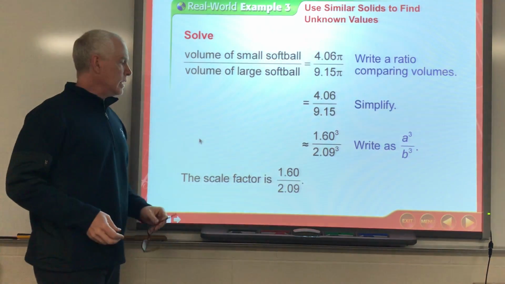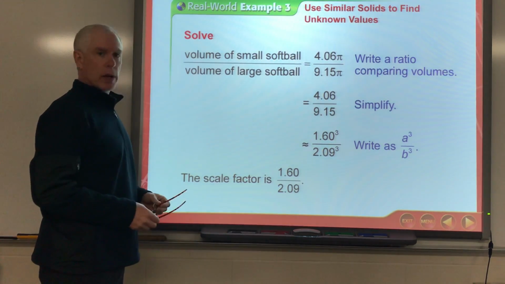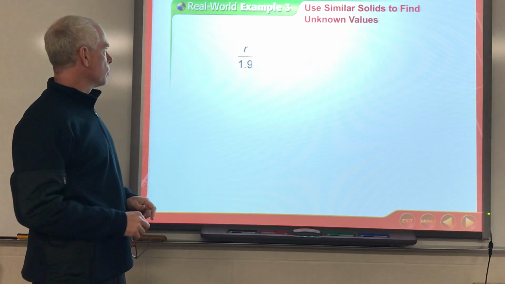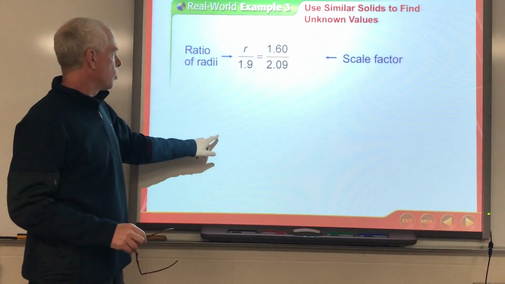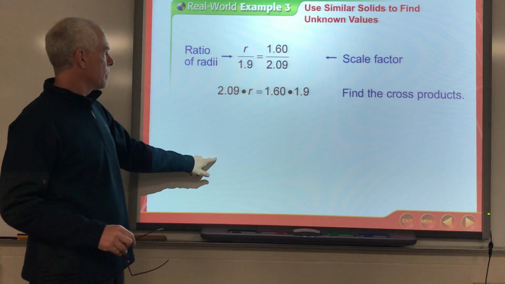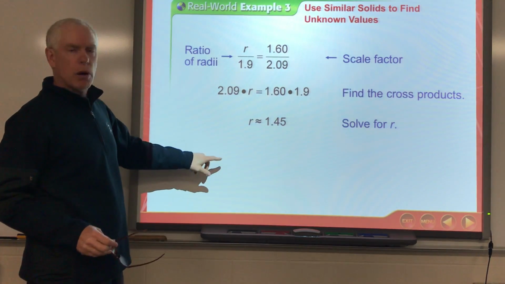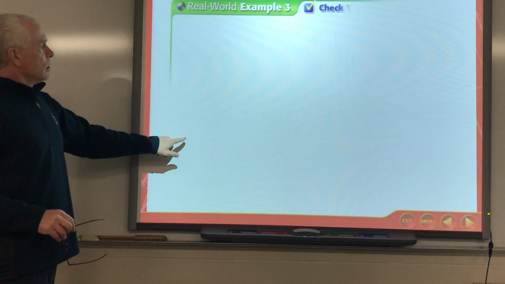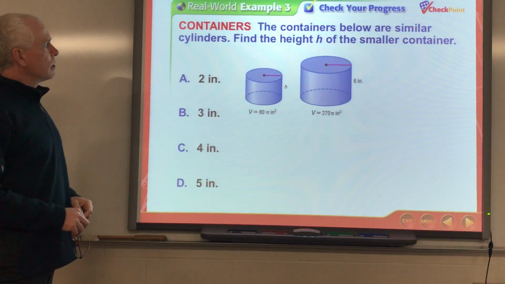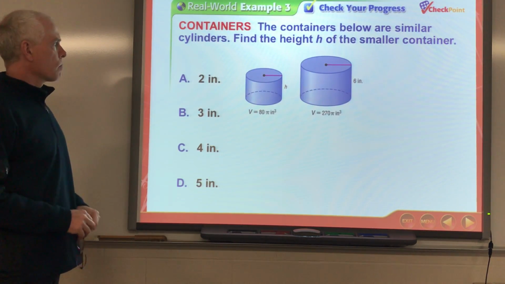Well, that's going to have to equal x over 1.9, right? To set up those radii. So now I just have to solve a proportion, which isn't too bad, okay? Cross multiply and divide, you get about 1.45, okay? All right, why don't you guys check this one out?